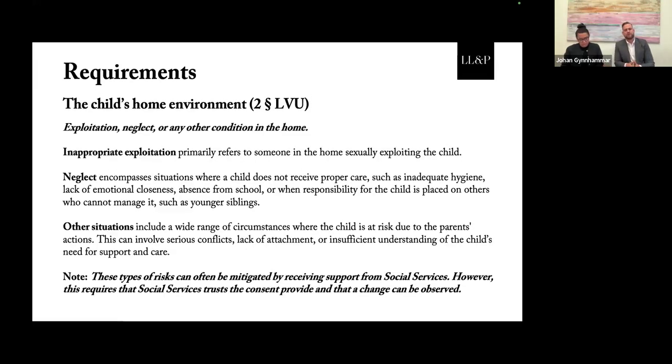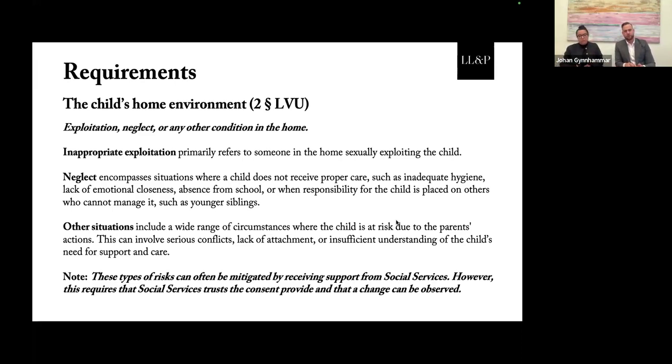Then we have the other grounds for a decision in accordance with the second paragraph, which is exploitation, neglect, or any other condition in the home environment. When we talk about inappropriate exploitation, it is primarily referring to someone in the home being sexually exploited. This is a rare situation in LVU cases, but also something that is very serious and often leads to compulsory care. Then we have neglect, and that encompasses situations where a child does not receive the proper care in the home. It can be inadequate hygiene, it can be lack of emotional closeness to the parents, it can be absence from school to a certain degree, or when the responsibility for the child is placed from the parents on other people who cannot manage that responsibility.